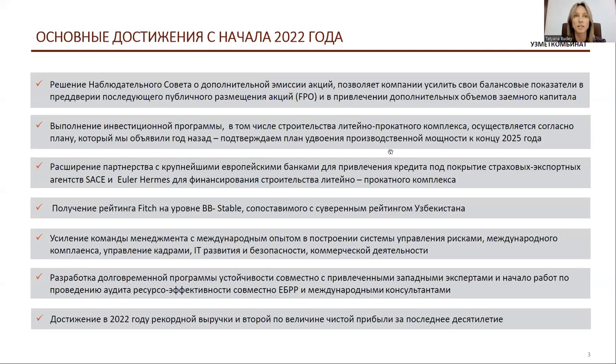The next slide shows the key highlights, the key events. These are united by one main thing. The strategy of Uzbek Steel centered around expanding our production capacities, in particular driven by the cast and rolling complex.